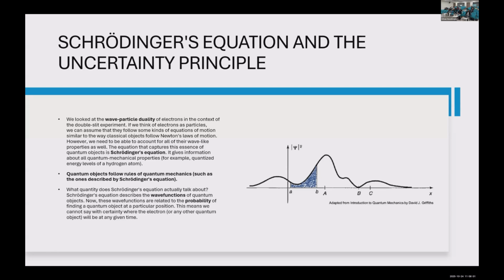Now, these wave functions are related to the probability of finding a quantum object at a particular position. So it's not like the car. It's not that easy. It's not deterministic. This means we cannot say with certainty where the electron or any other quantum object will be at any given time. So it could be between A and B, for example. I shaded that area here. So it could be there, for example, okay?